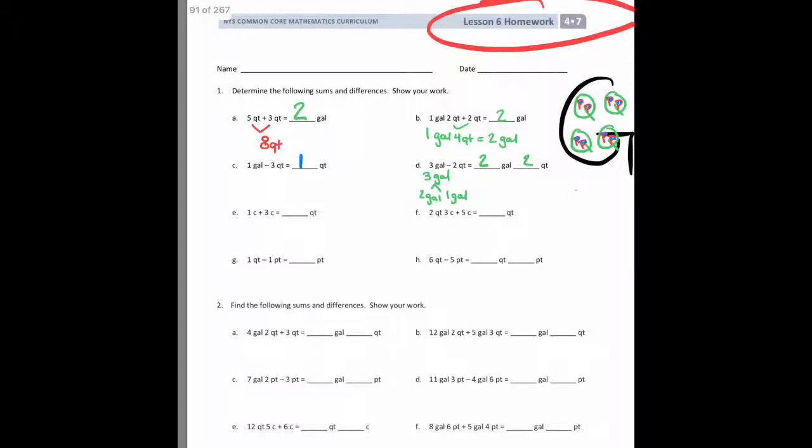All right, let's look at E. I have 1 cup plus 3 cups. Well, if I look over there, 4 cups is actually equal to 1 quart, because if you go over there and count, there are 4 C's inside of each Q.